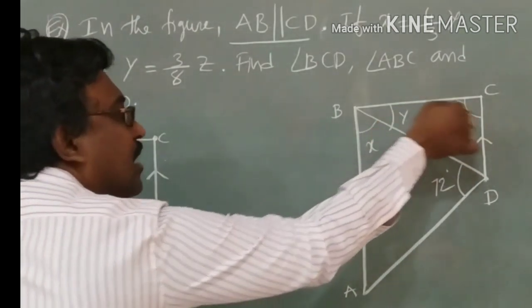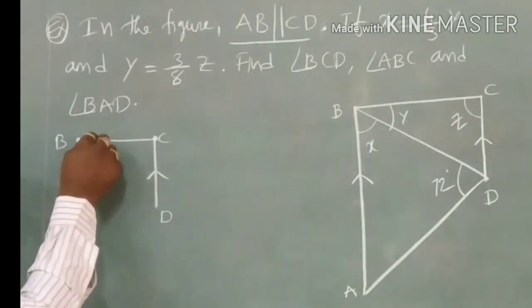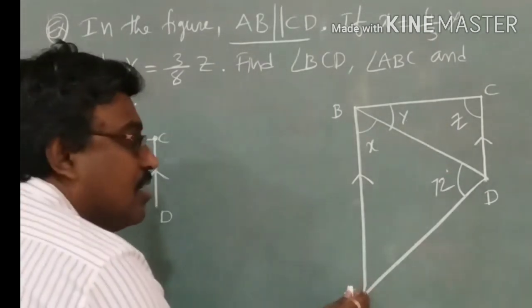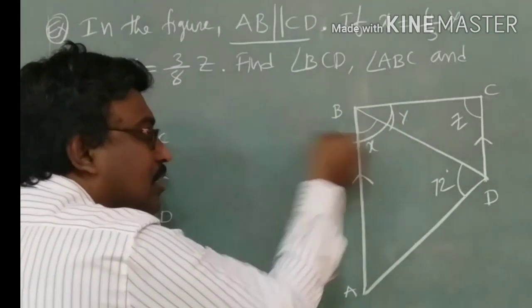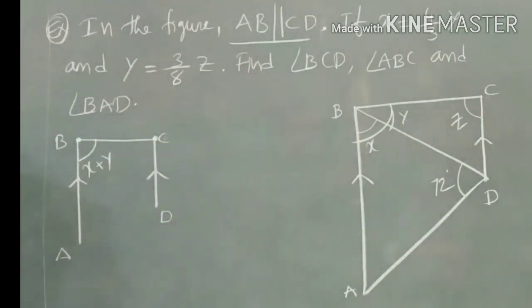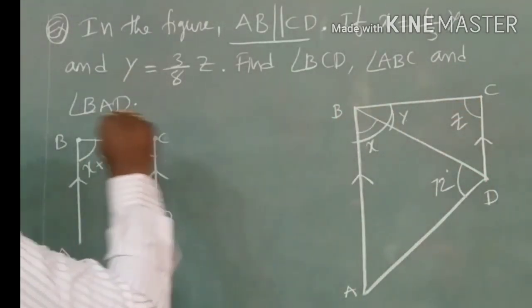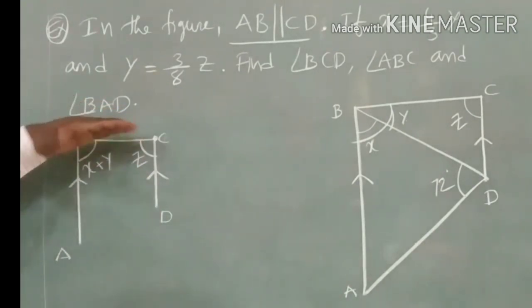Now, x, y, z. See, all the three parts are inside. That too, this is ABC. The total part is covering. Total part, what is that? X plus y. And BCD is Z. Two lines are parallel. It's a transversal.